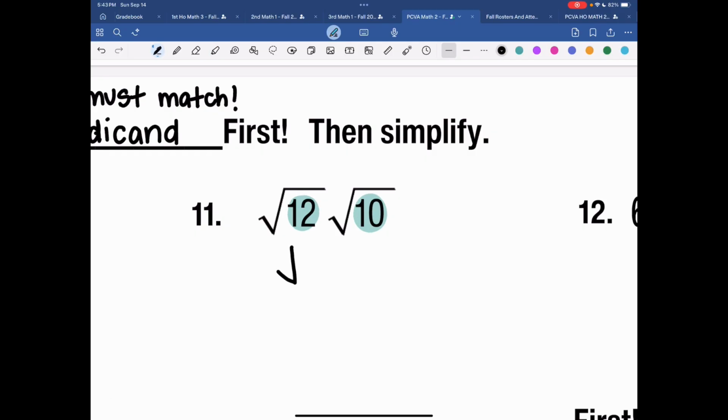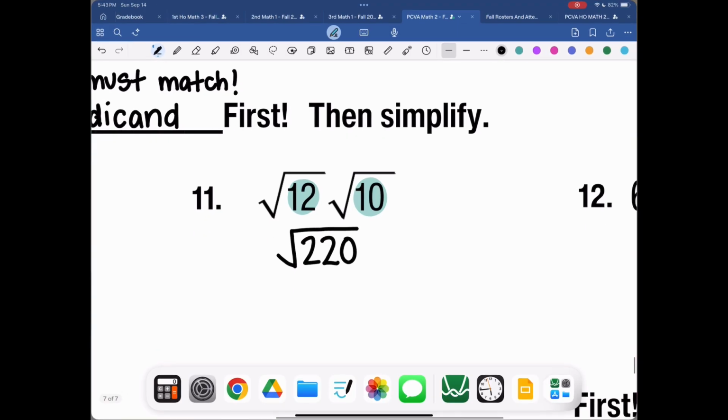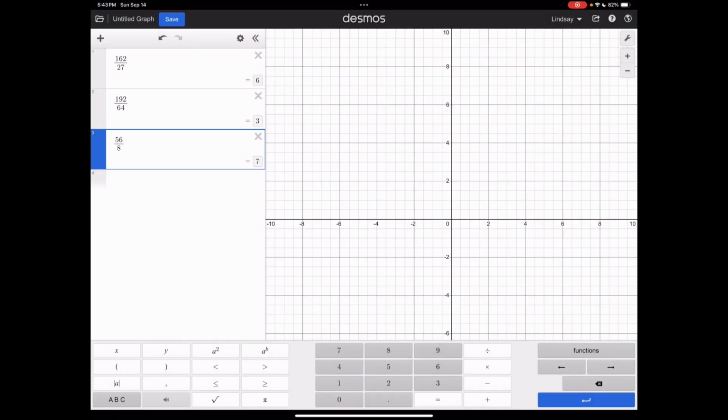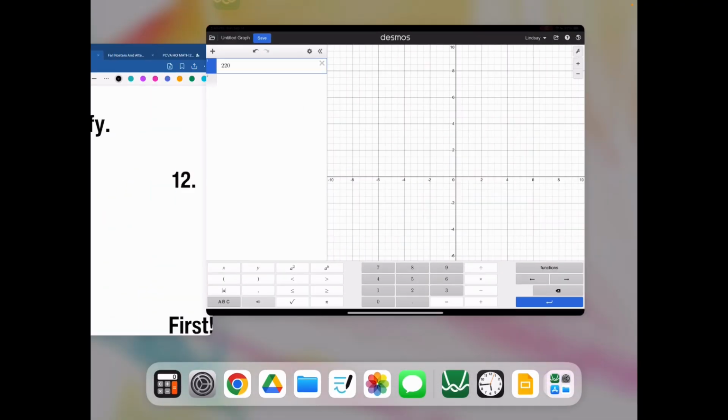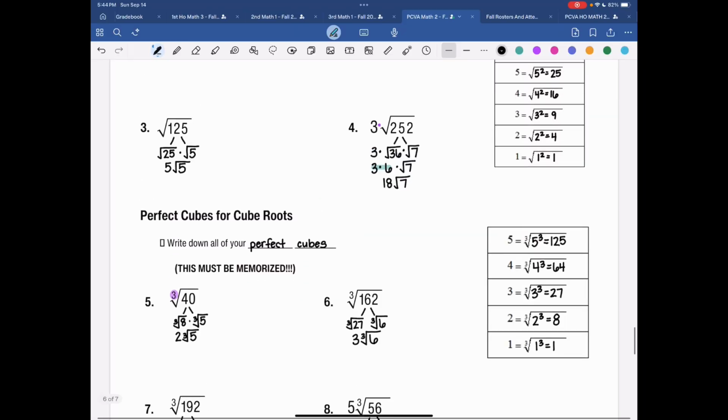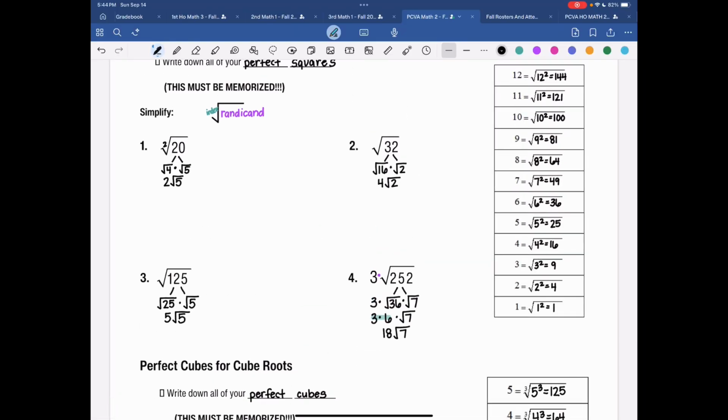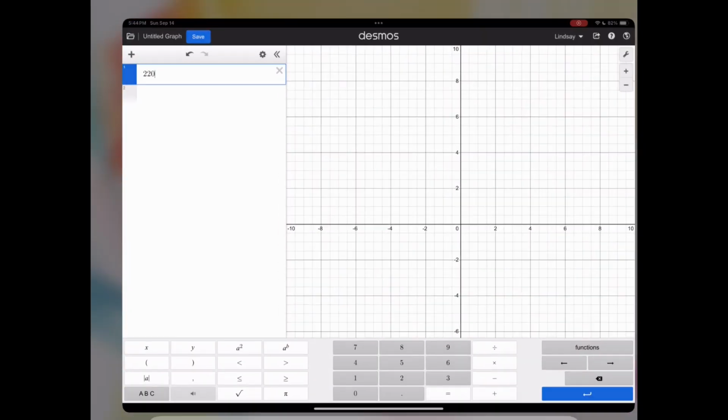All right, so for this one, we're going to multiply 12 and 10 together. So this is going to be 220. All right, so we're going to do the square root of 220. Again, we need to look for a perfect square this time. So 220, and remember our perfect squares, just to kind of go back and look at that list, are over here. So we're going to start, and we're going to look for which one is our largest.